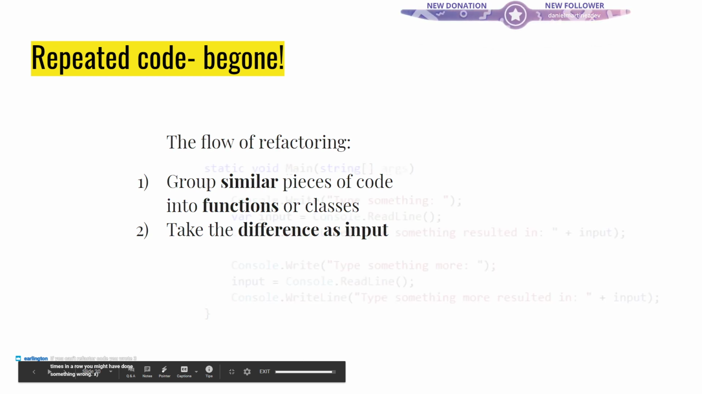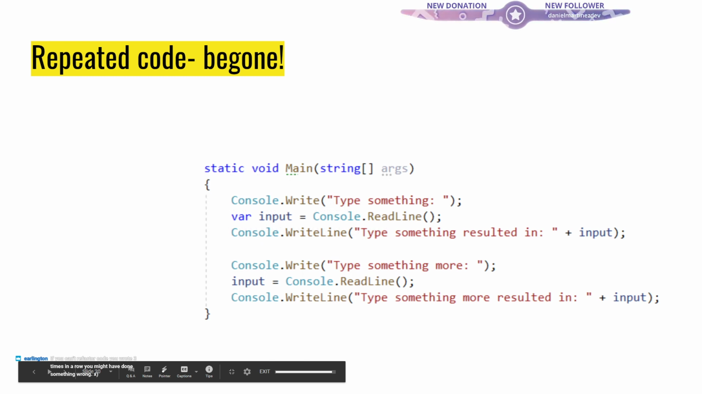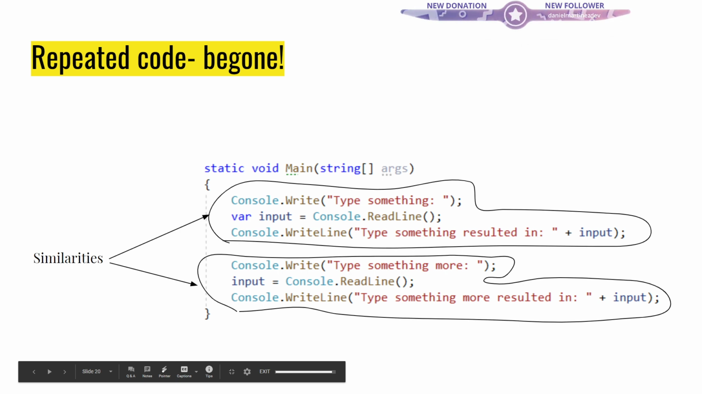So here's an example. We have this function. Let's read what it does. We write to the console to type something, and then we read the input. And then we type what we wrote. And then we say we type something more, and then we read it, and then we type what we wrote. But the second time, we add the word more. So the similar part is the 2 blocks of code. The difference is the word more. So what do we do?